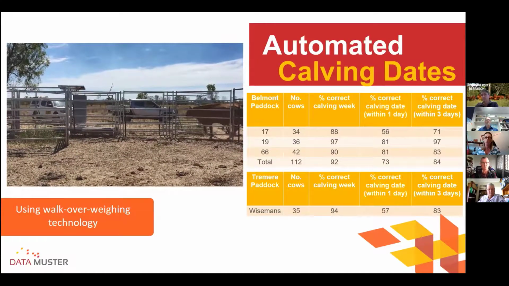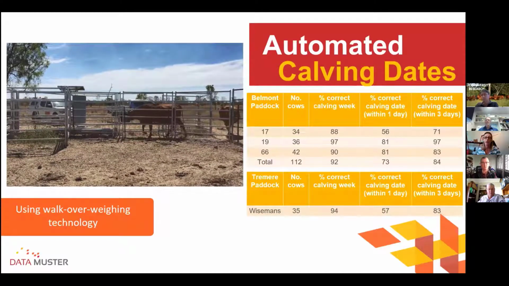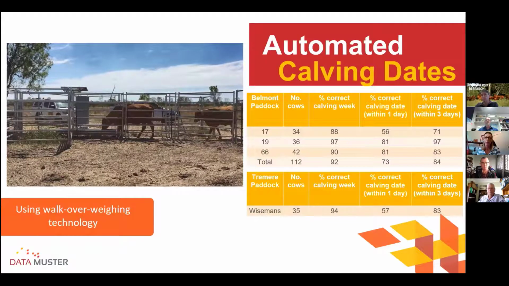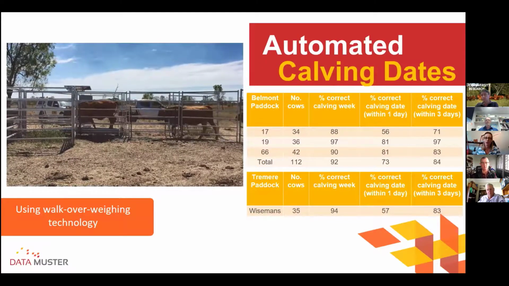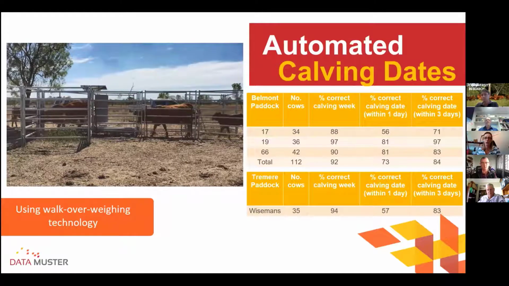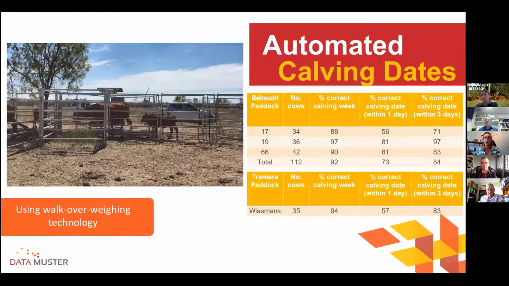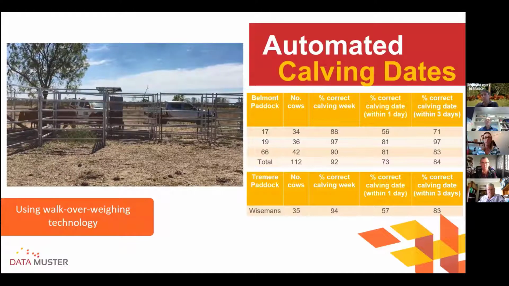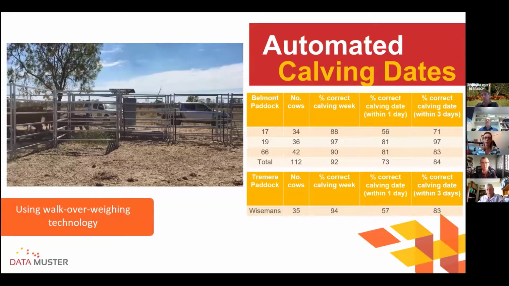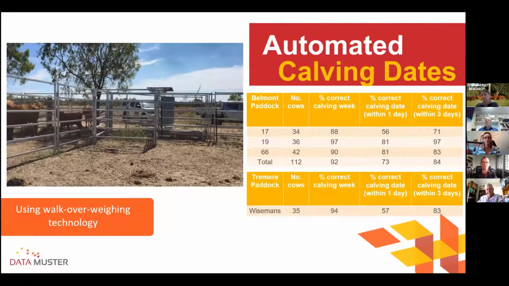Irregular use of the walkover weighing units by cows in the days or weeks around the time of calving can be a major cause of inaccurate calving predictions, and was somewhat apparent in Belmont paddock 17, which yielded slightly poorer results compared to the other 2 paddocks.